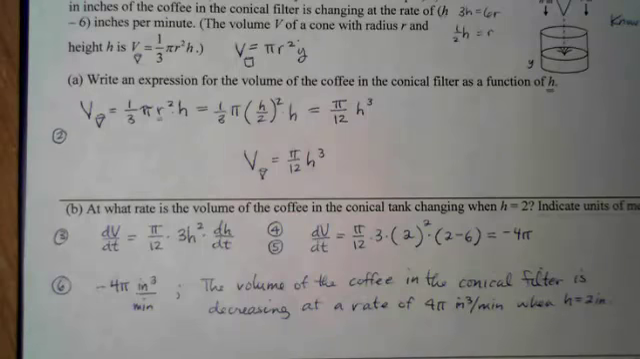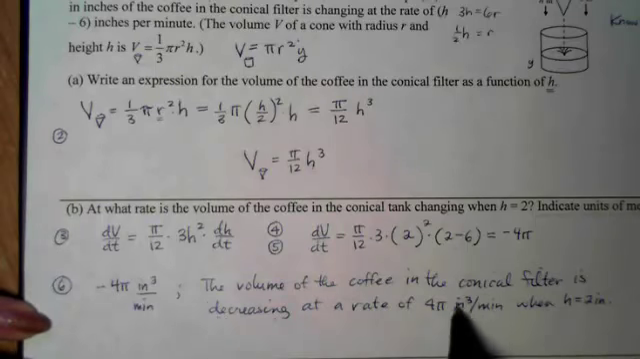Or we could say at the instant in question, the volume of the coffee is decreasing at a rate of, however you want to write it. As long as you have that word decreasing, you have the correct units, and it's a complete sentence, you could probably get the full points.